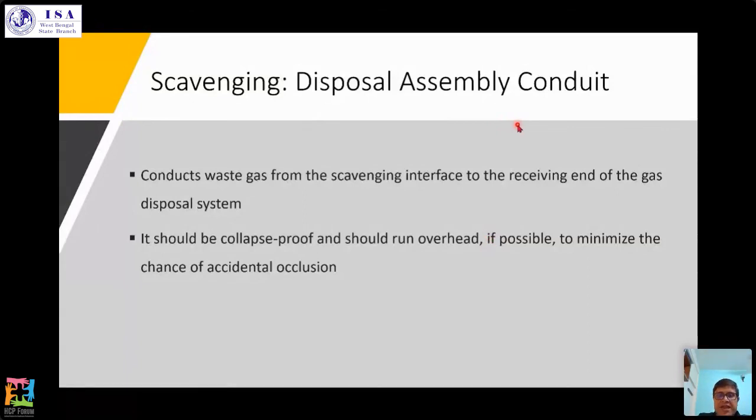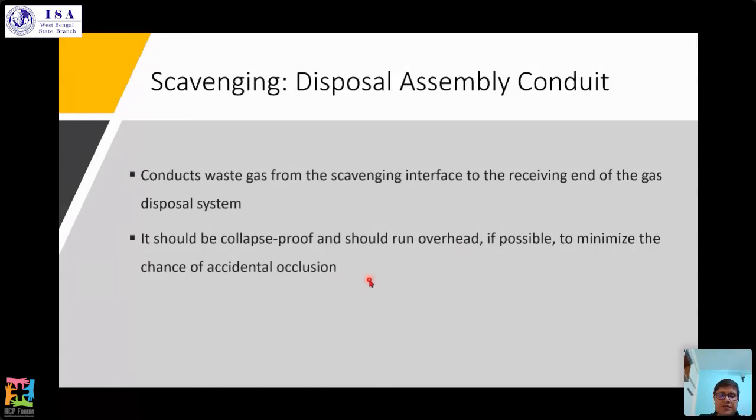Disposal assembly conduit, it is the pipe beyond the interface. The interface was the thing that you were talking about till now. So this conducts the gas from the scavenging interface to the receiving end of the gas disposal system. And it should be collapse proof, and it should be overhead to minimize chances of accidental occlusion.